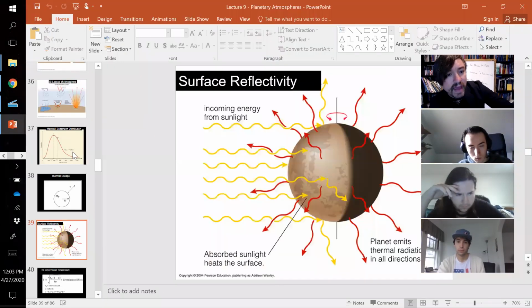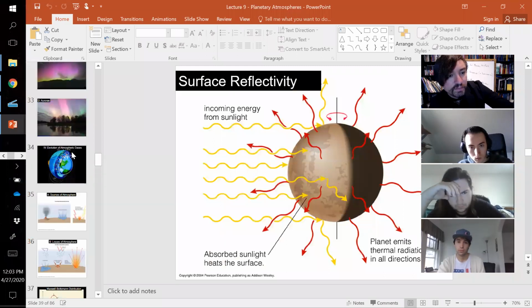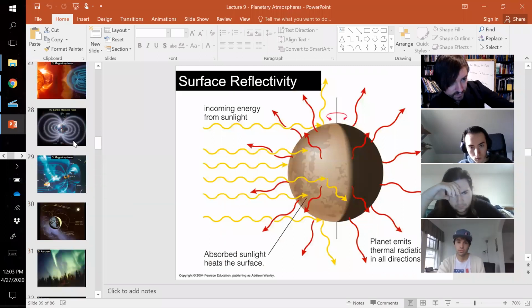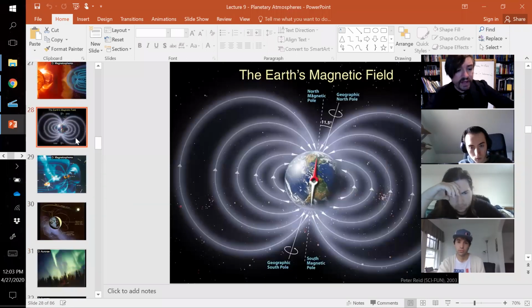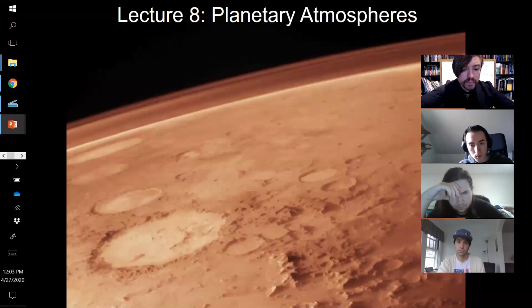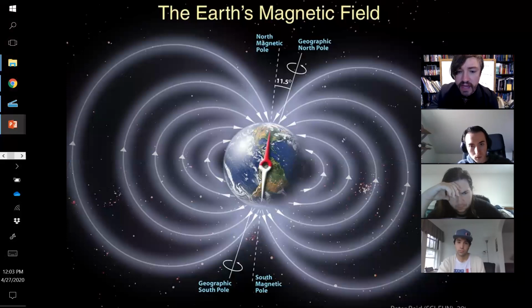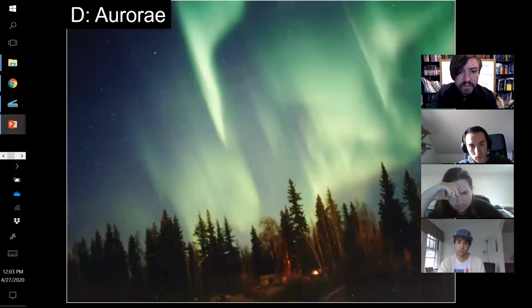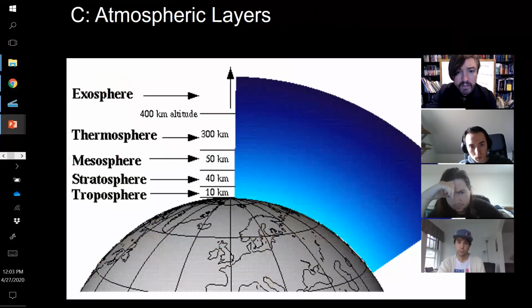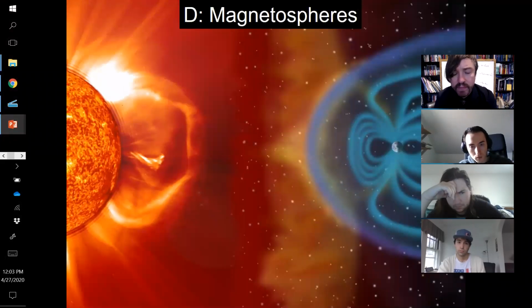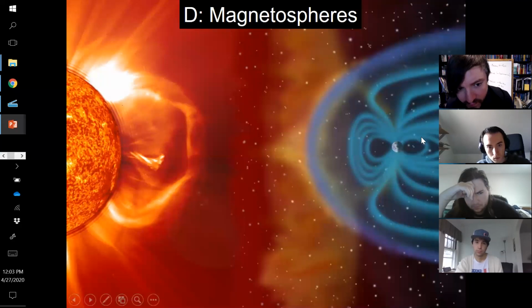Well, a planet's magnetic field is a bubble which protects against this. We call Earth's magnetic field its magnetosphere. So here's a picture of Earth's dipole. This picture here kind of shows you a cartoon of what's going on.